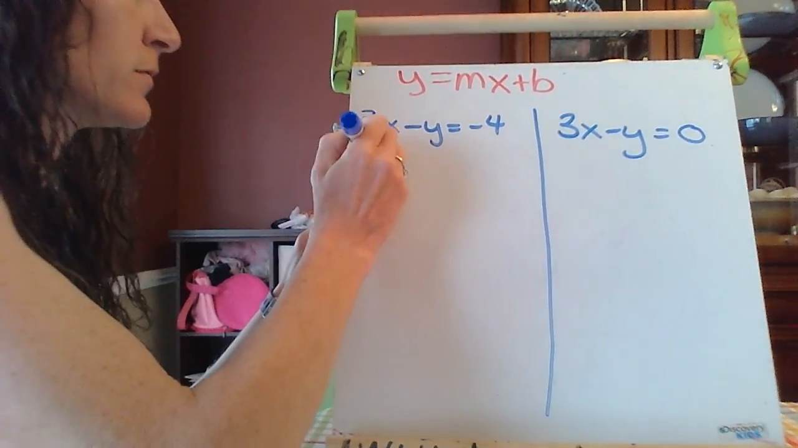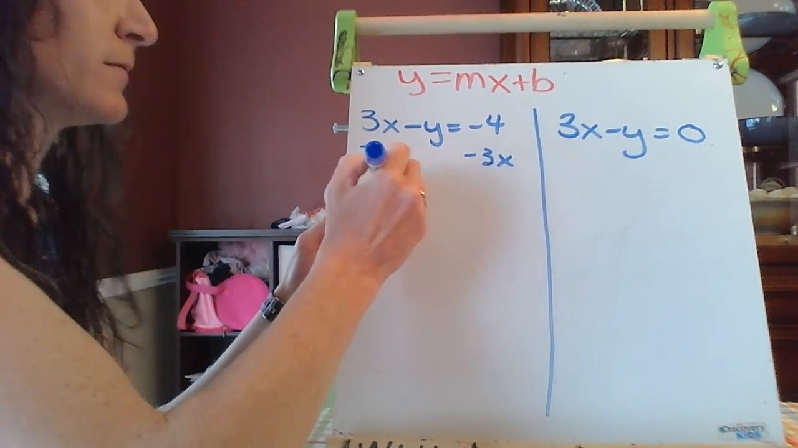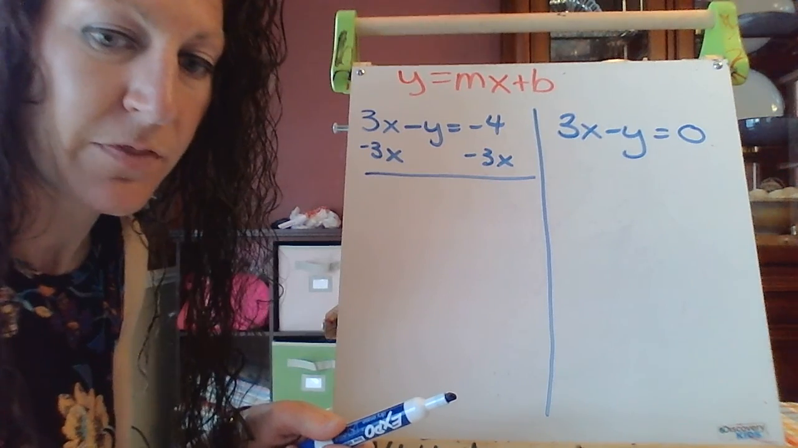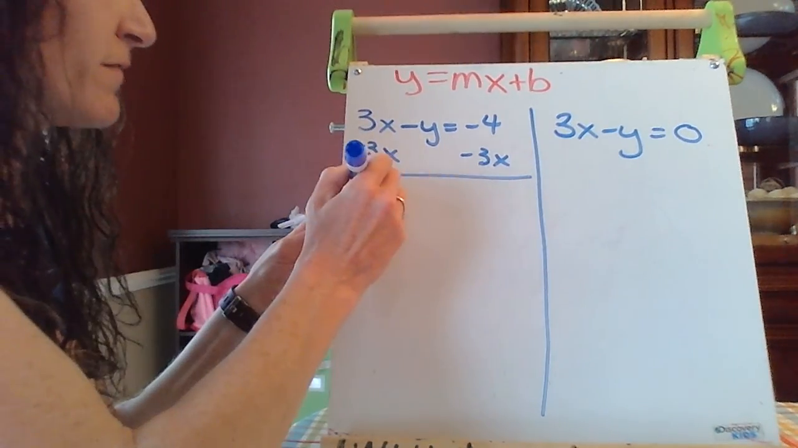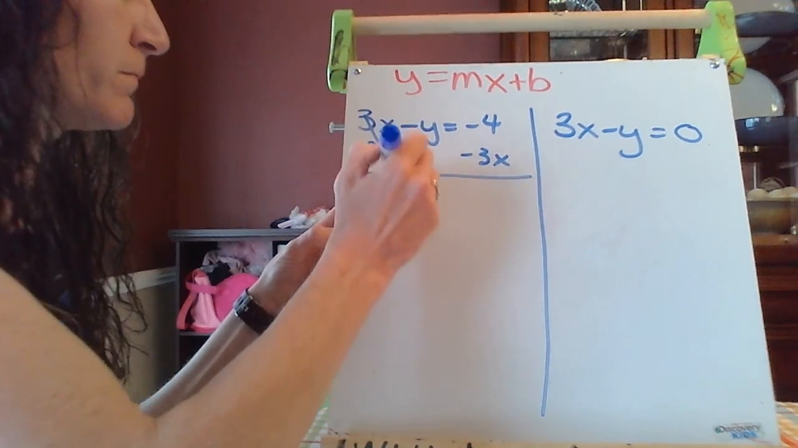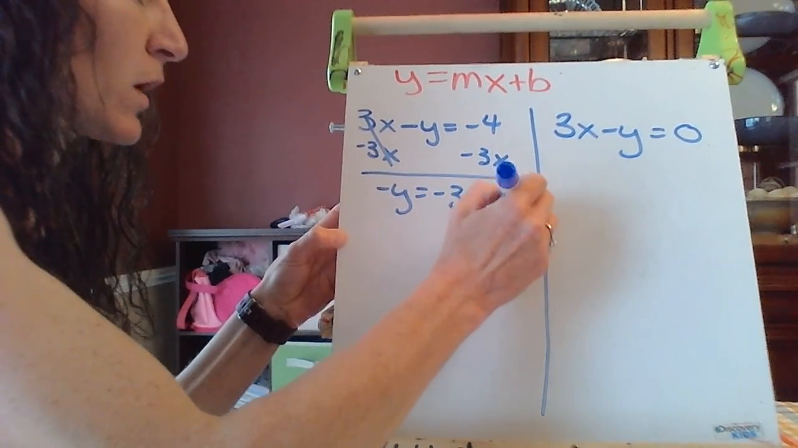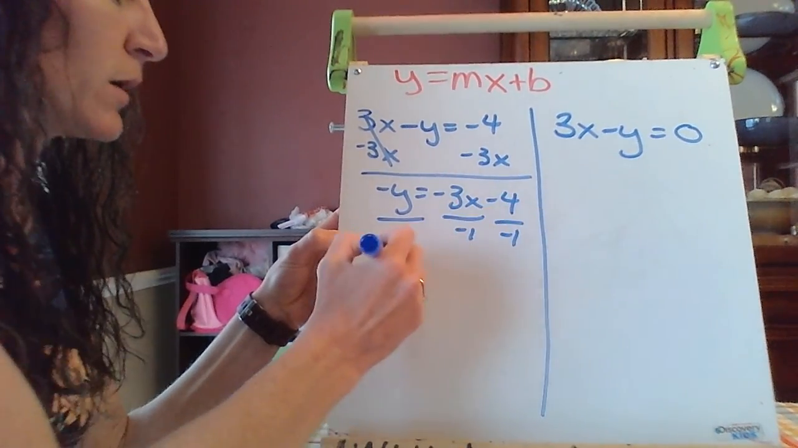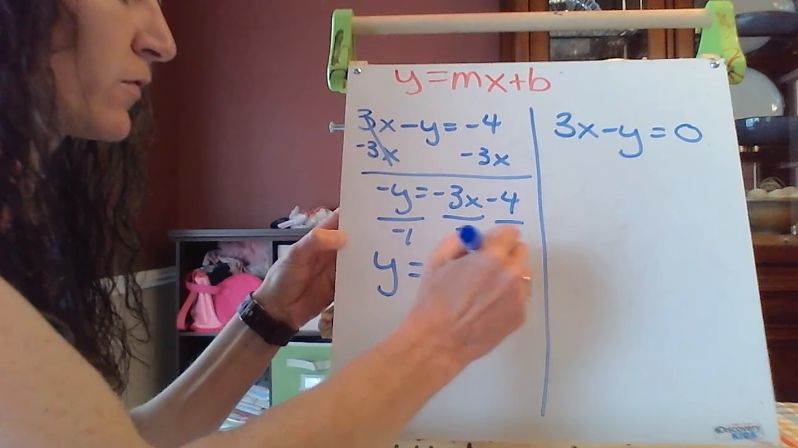We subtract 3x over to the other side, and then we have negative y equals -3x minus 4. Divide by -1, and everything gets divided by -1. So y equals 3x plus 4. That's the first equation.